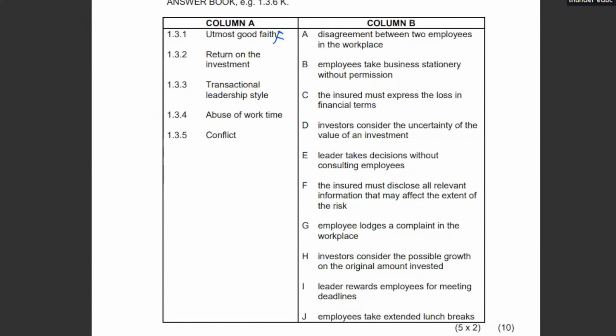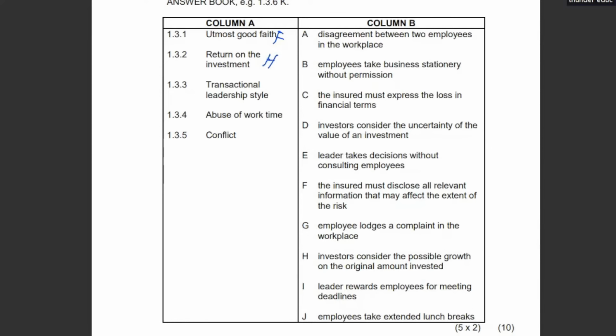Second concept, we have return on the investment. Remember, return on the investment is what your principal comes with after the period where you have planned to multiply the assets that you have, or to multiply the money that you have. In this regard, investors should consider the possible return on the original amount invested. Now, if you check the options given, the appropriate answer for this one of 1.3.2, we have H.